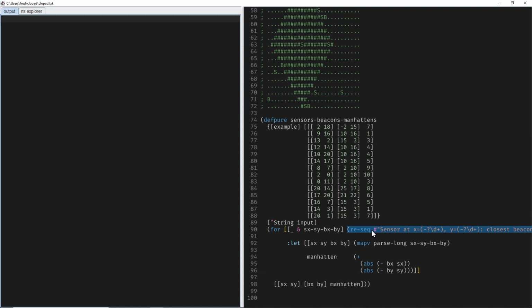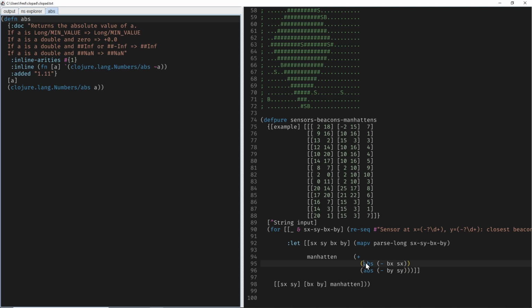Right, so a normal re-seq, then we destructure into the interesting parts here, map the parseLong function over that, destructure that into 4 numbers. And then the Manhattan distance is simply the distance in both directions, the absolute value of those. Clojure 1.11 finally has an abs function, no more need for Java interop. And then we add them up. In our case, that was 6 plus 3. Yeah, and then we cook up this result, as you can see here.